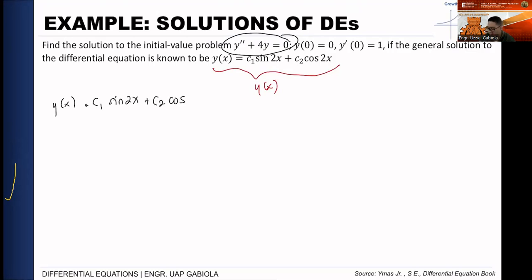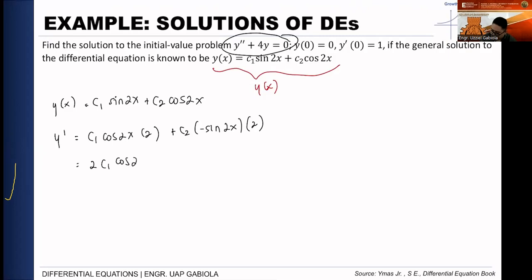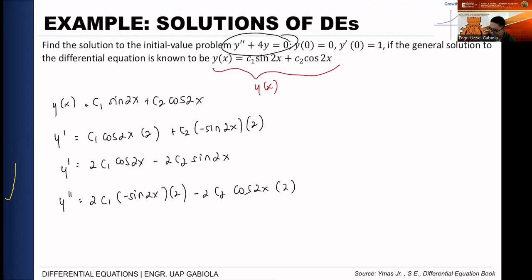Since meron tayong dalawang arbitrary constant, derive natin twice. So that is cosine 2x times 2 plus C2 negative sine 2x times 2. Simplify. So 2C1 cosine 2x minus 2C2 sine 2x. Okay? Yan yung first derivative natin. Second derivative, we have 2C1 negative sine 2x times 2 minus 2C2 cosine 2x times 2. Okay? Simplify. We have negative 4C1 sine 2x minus 4C2 cosine 2x.